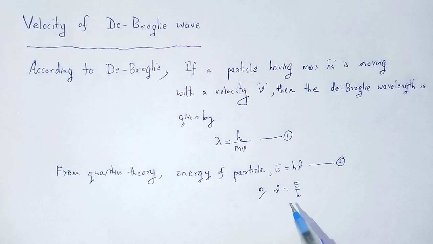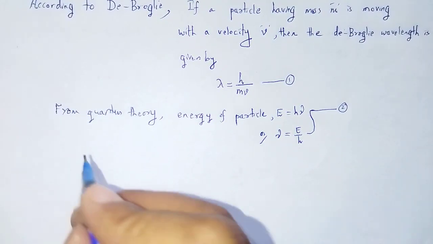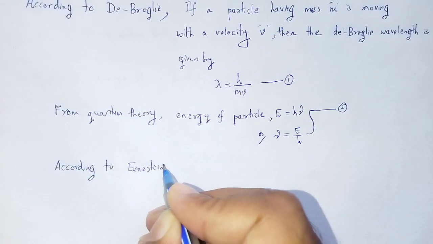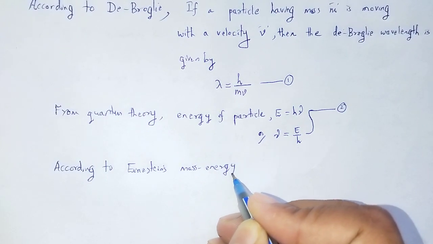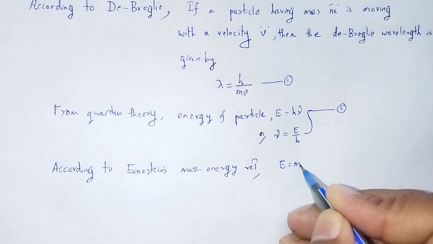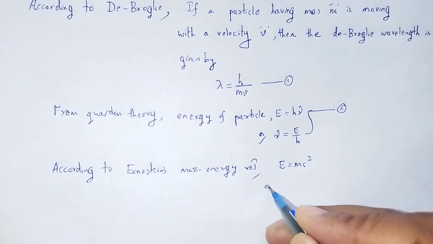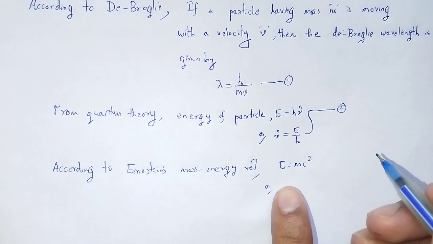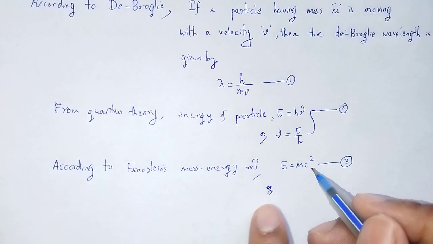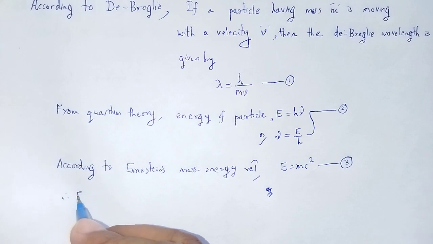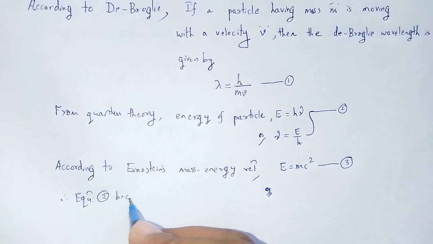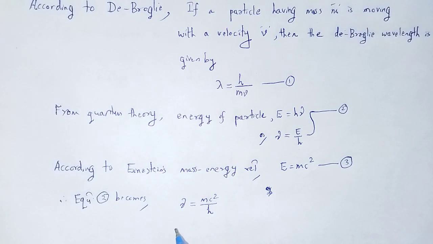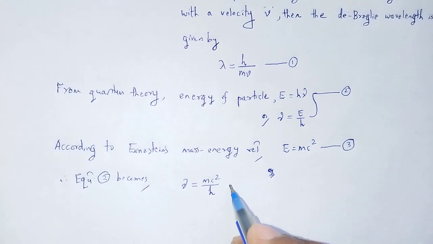This is equation number 2. Again, according to Einstein's mass energy relation, E is equal to mc square, where c is the velocity of light. This is equation number 3. Let us put that value in equation number 2. Therefore, equation 2 becomes nu is equal to mc square divided by h. Refer to it as equation number 4.